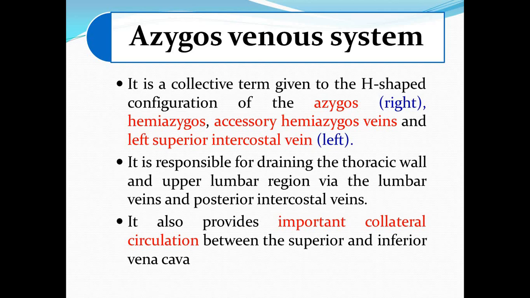The azygos venous system is responsible for draining the thoracic wall and the upper lumbar region via the lumbar veins and posterior intercostal veins. It is also important because when there is an obstruction of either the superior or inferior vena cava, these are the compensatory collaterals. So they will open and cause collateral circulation.